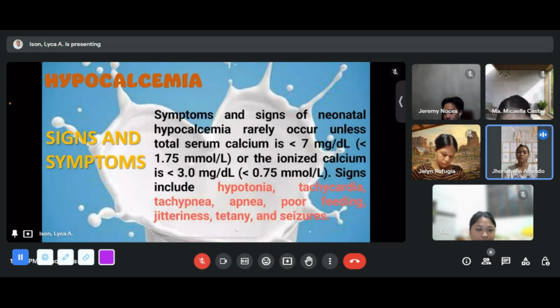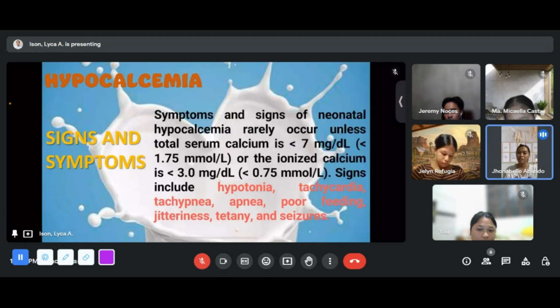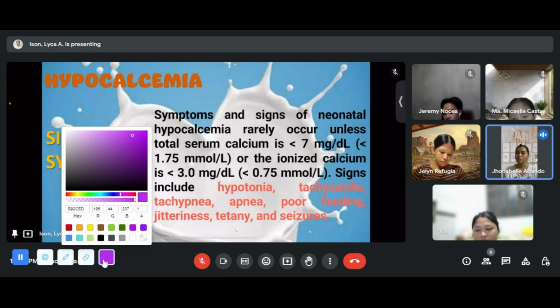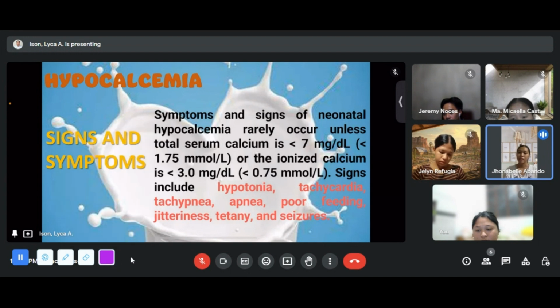Next is signs and symptoms. So, signs and symptoms of neonatal hypocalcemia rarely occur unless ang total serum calcium ni baby ay mas mababa sa 7 milligrams per deciliter o kaya naman ang ionized calcium level ni baby ay mas mababa sa 3.0 milligrams per deciliter. So, if the baby has symptoms of hypocalcemia, we need to consult a doctor for diagnosis and proper treatment. So, it can cause signs such as hypotonia, tachycardia, tachypnea, apnea, poor feeding, jitteriness, tetany, and seizures.